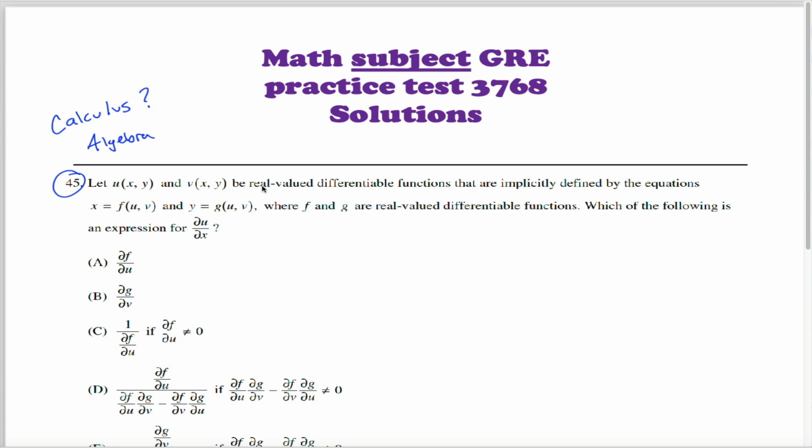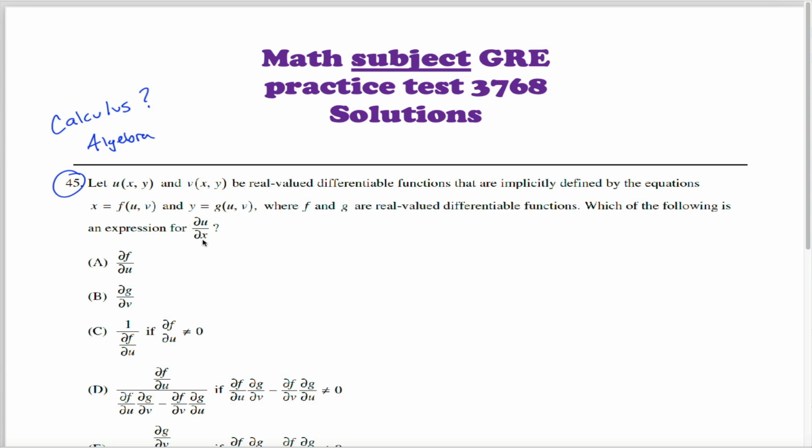So what's going on here is we have these two real-valued differentiable functions u and v, and they're both functions of x and y. Unfortunately, x and y aren't just variables. x and y themselves are functions: x a function of u and v, and y also a function of u and v. So it kind of feels cyclical here, right? u is a function of x, which is a function of u, which is a function of x, which is a function of u. Anyways, what we're asked for is an expression for du/dx.